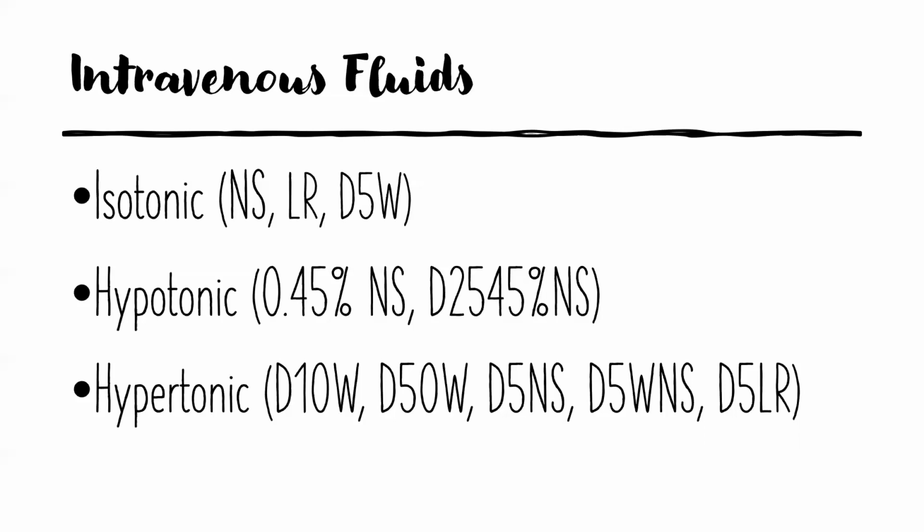10% dextrose in water, 50% dextrose in water, 5% dextrose in normal saline, 5% dextrose in half normal saline, and 5% dextrose in lactated Ringer's. All right, so those are the intravenous fluids, the different types: isotonic, hypotonic, and hypertonic. More than likely, the common one that you will see is the isotonic fluid, which is the normal saline, the lactated Ringer's, and the D5W.